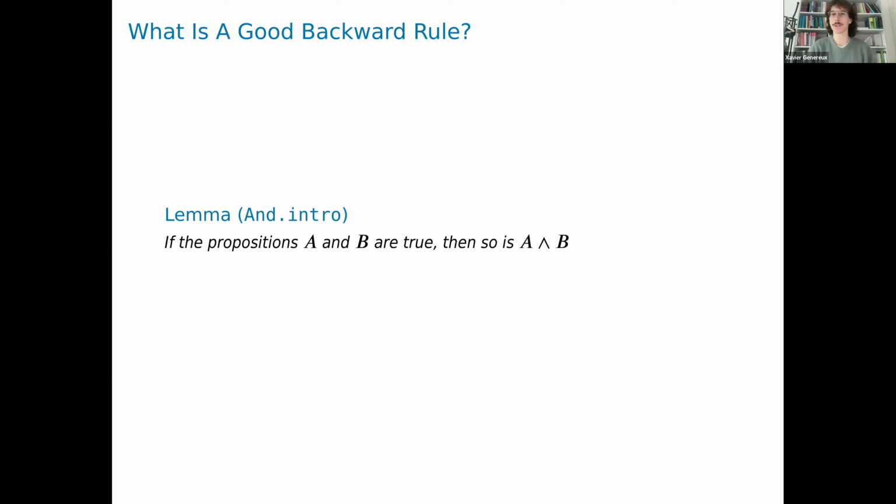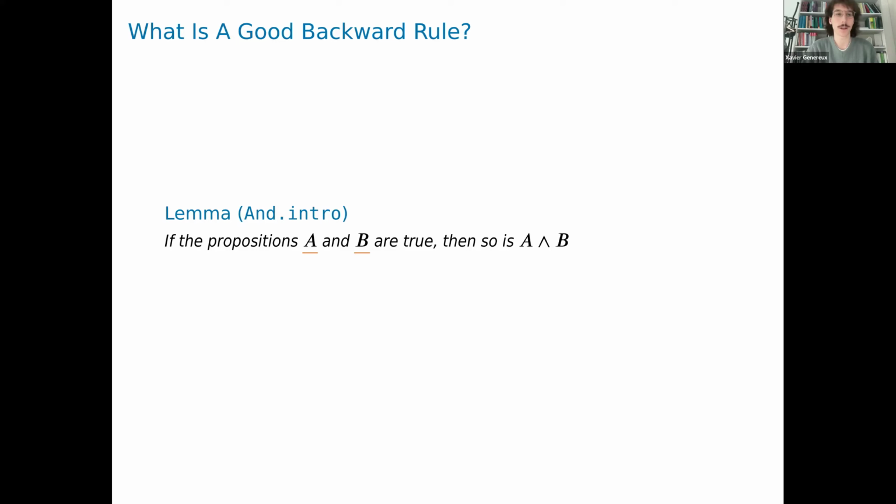Now the challenge is you have your rule set with the theorems you would like Aesop to try, but the difficulty is, is this the backward rule, or should I make it a forward rule? So we're going to look at a couple of lemmas and think a little bit about how we can go about this. For this lemma here, we have a very basic lemma: if the propositions A and B are true, then so is A and B.